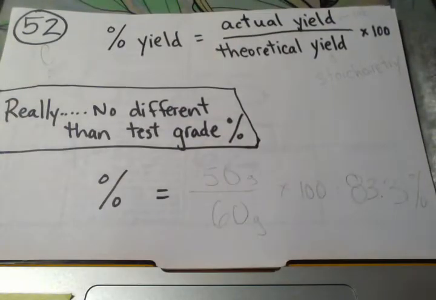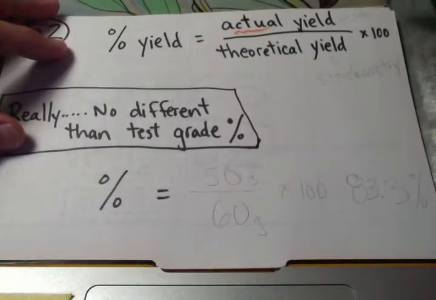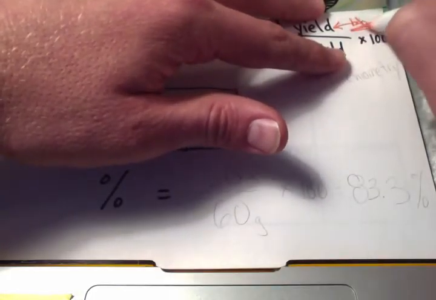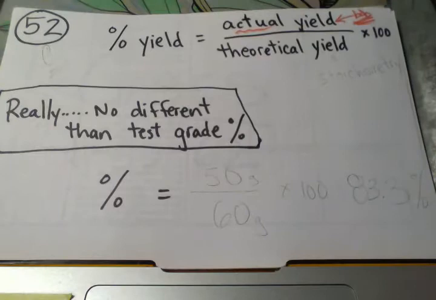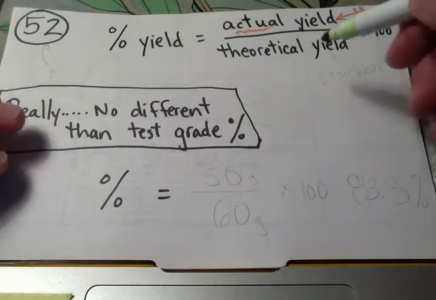Okay, this one's not too bad. I think the confusion oftentimes is people think actual means true. No, actual just means what you really got. It's what you scraped off your filter paper. It's the best way to think of it. How much could you recover? Sometimes percent yields are called percent recoveries.